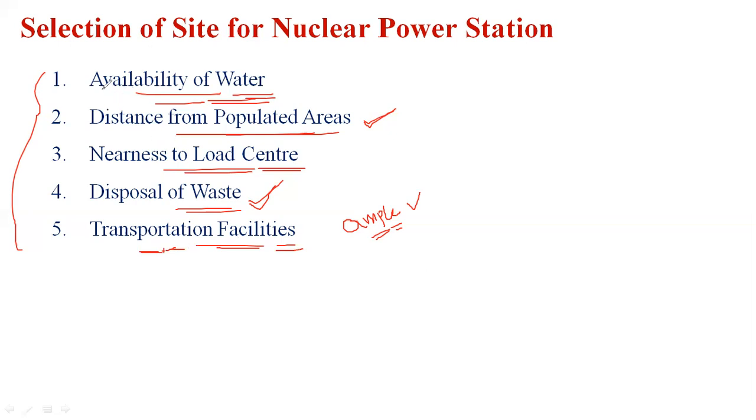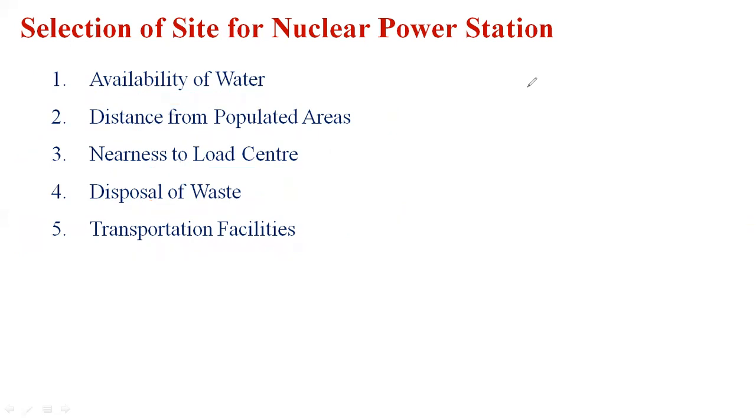These are the factors for selection of the site of a nuclear power plant. That is, ample quantity of water should be available at the particular place, and the plant should be somewhat away from the populated area, as much as possible somewhat nearer to the load center. The parameter that plays a vital role is disposal of waste, that is, the radioactive substances. And good transportation facility is required for both roadways as well as railways.